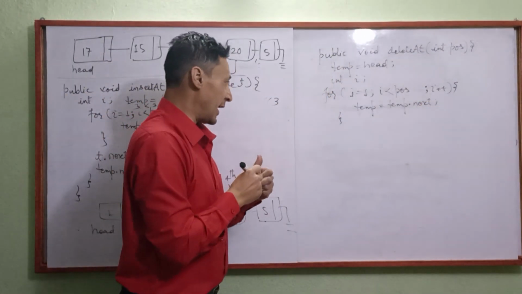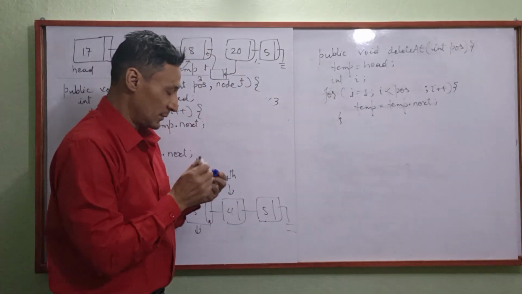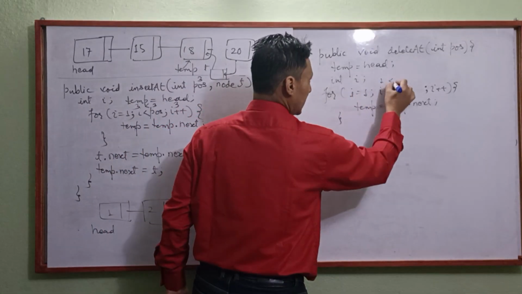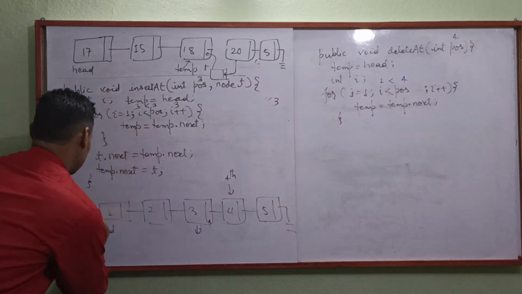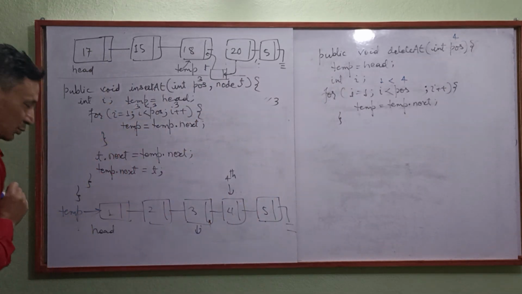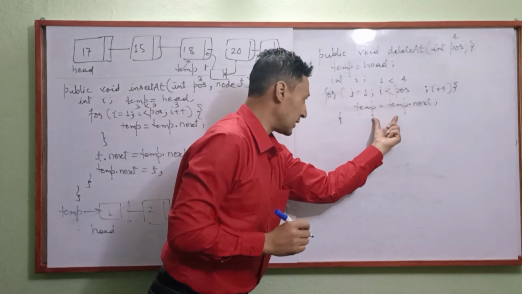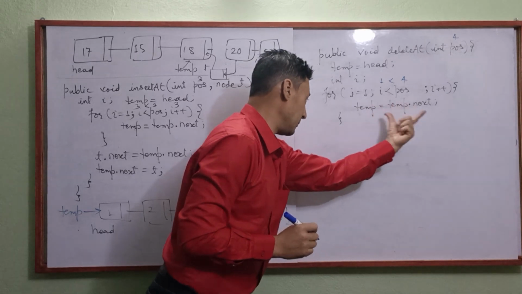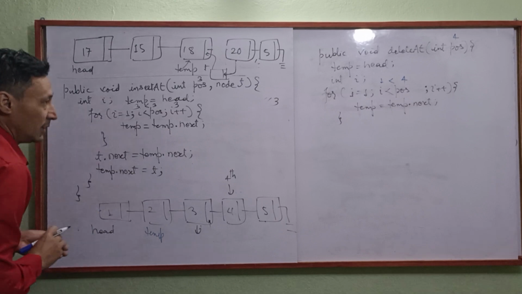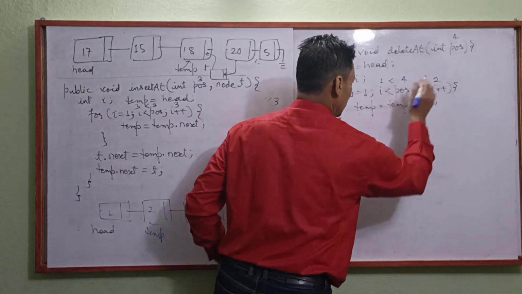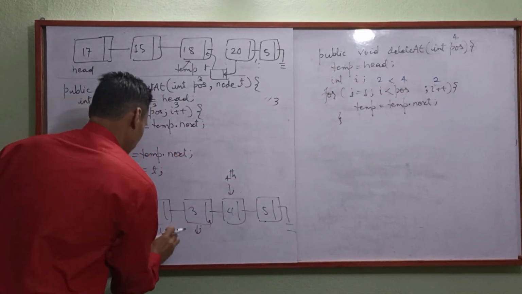Initially the value of i is 1. The position is 4, and 1 is less than 4. We are passing 4 here, so this condition evaluates to true. Initially temp is this one, because it is assigned to temp here. Now i less than 4 will take us inside the body of the for, so temp becomes temp.next. Our temp will move here. Then i will be incremented and become 2. 2 is less than 4, again true. Now temp will move here.